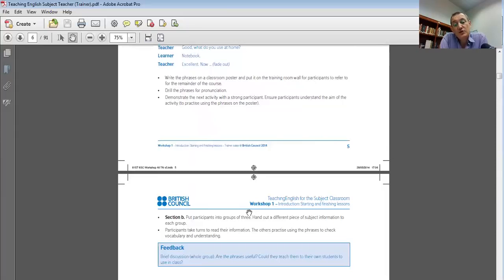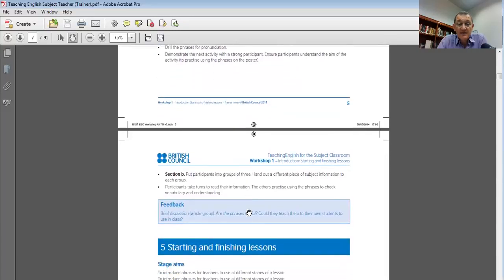There's a suggestion that you drill the phrases for pronunciation. So you model the phrases and you ask participants to repeat. Demonstrate the next activity with a strong participant to ensure that participants understand the aim of the activity.